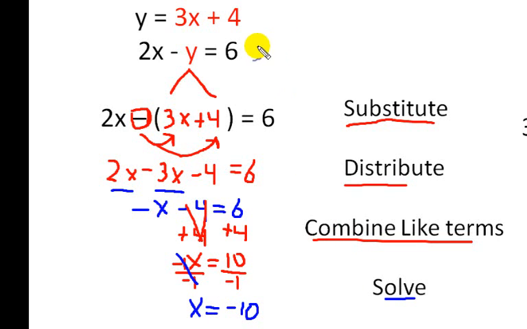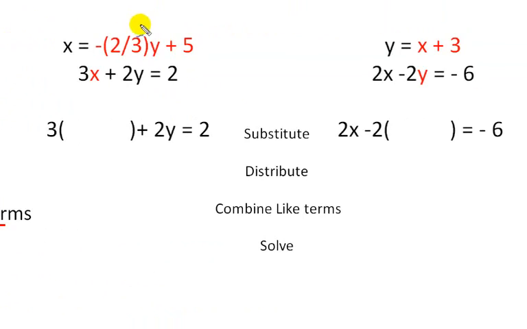Okay, so this is one possibility. We'll substitute in step 2, distribute, combine like terms, solve, and we will get that our variable equals a number. Okay, so that's our first possible outcome. Let's look at our second outcome. Okay, so this is another equation. I solved it for x already, so we're going to substitute this in for x.